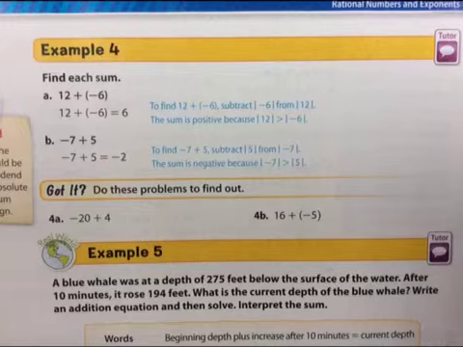Let's try 4A and B. For 4A and B we have -20 plus 4. I'm all the way down in -20. I owe that credit card company $20. -20 is my balance. But then I decide to pay $4 from it. How much do I still owe them? If you're thinking -16, you are correct.